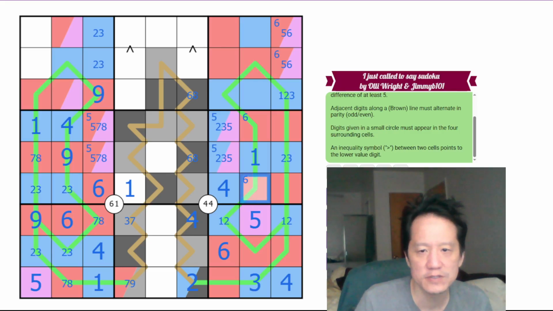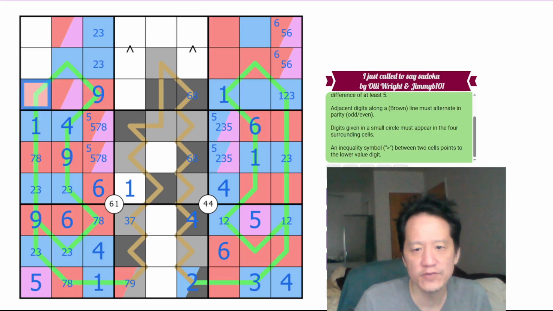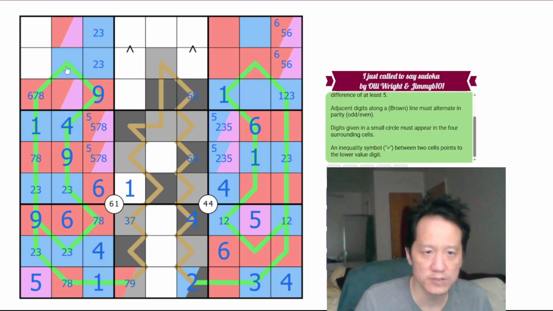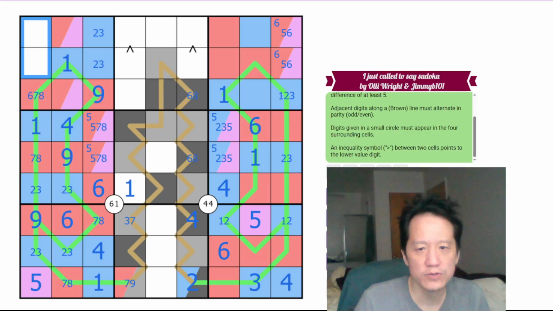This can't be 6. So since this can't be 6, this has to be a 6 here, which forces that to be a 1, because 6 can only be next to 1s on a German whisper line. This is 7 or 8. Actually, it could be 6 too, because this is a 1 here. So this is 1. This cannot be 5. So it's 4, 6, 7, or 8 here.